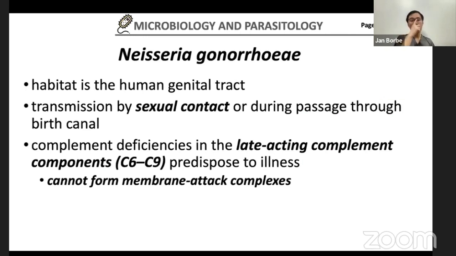So there you go. Let's quickly discuss the key points of the organisms I want us to remember. Neisseria gonorrhoeae: habitat is the human genital tract, transmission is via sexual contact. What would predispose a patient to Neisseria infection? Deficiency in the late-acting complement components. Remember that. This is not specific to Neisseria gonorrhoeae; even Neisseria meningitidis, they are the same. Both would be predisposed when there is a deficiency in C6 to C9, which are the components of the membrane attack complex.